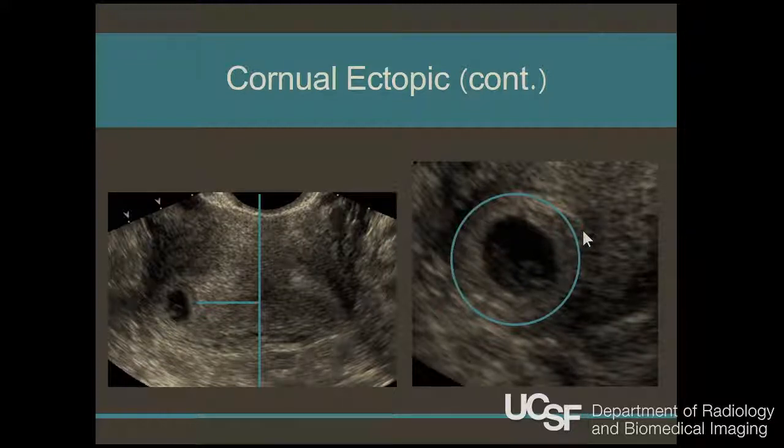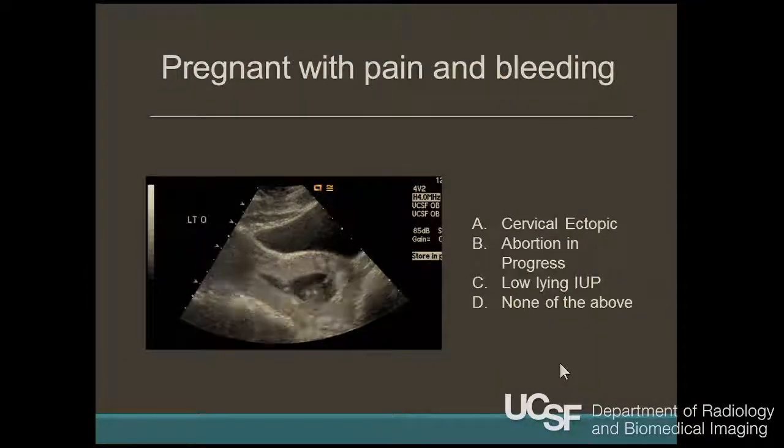But if you draw a circle around the gestational sac, and then a circle, and then kind of where the myometrium is, you do not see myometrium surrounding this sac in all planes. So you know that this is not intrauterine. To have an intrauterine pregnancy, you want to see myometrium surrounding it in all planes.